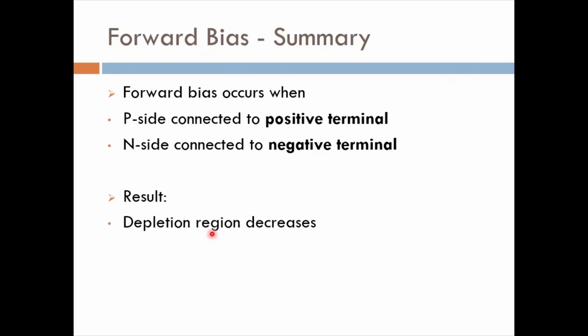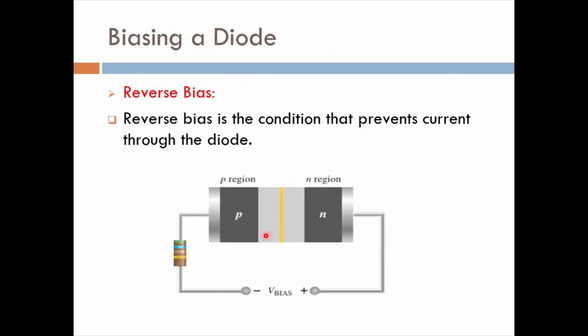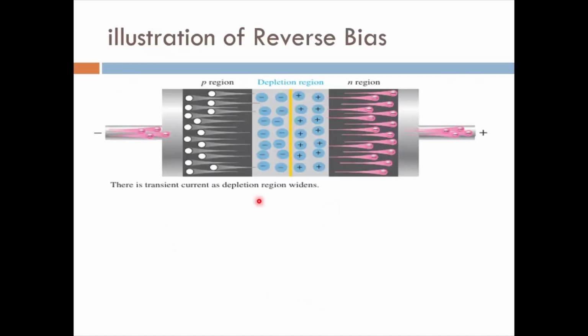And the result is that the depletion region decreases, the barrier potential is overcome, and current flows easily. While in reverse bias, this is the condition that prevents or blocks the current through the diode. So now the only thing that changes is the polarity. The bias voltage is applied in opposite polarity, so that minus is connected to the P side and plus is connected to the N side. And now what happens?